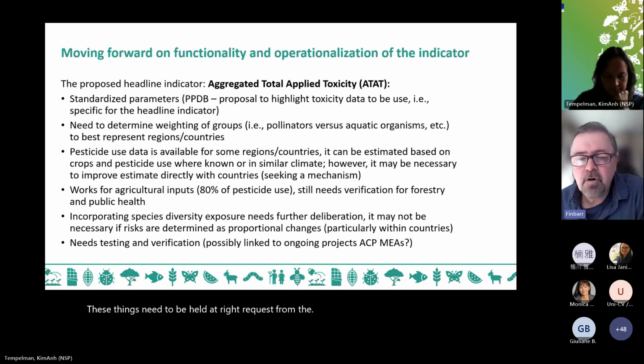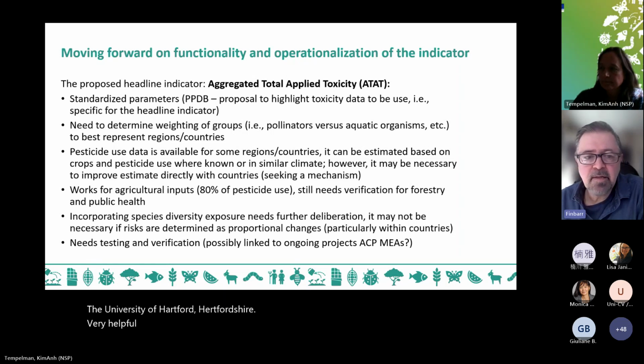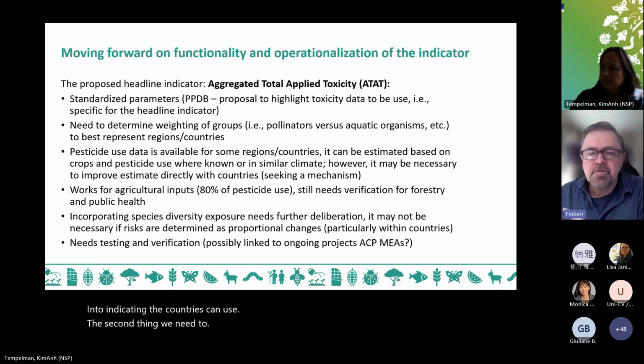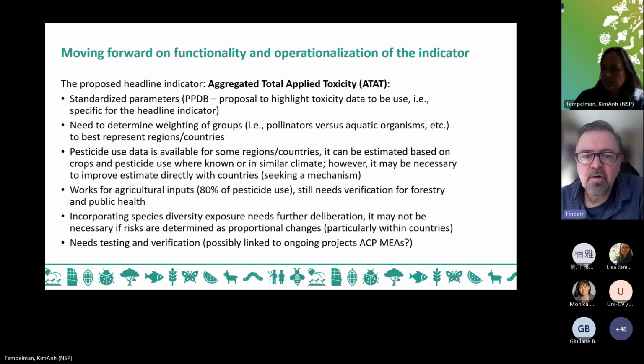Now, again, the University of Hertfordshire has been very helpful in this, and they have indicated that there may be a possibility, and they're certainly looking into it, to indicate in the pesticide property database which indicators countries can use specifically for the headline indicator, which is a great positive. The second thing we need to look at, as I mentioned before, was the weighting of groups. Weighting, for example, of pollinators versus aquatic organisms. You can imagine, for example, in a country that's 60% dedicated to rice, toxicities to aquatic organisms is going to be much more important to them than it would be for a dryland country.